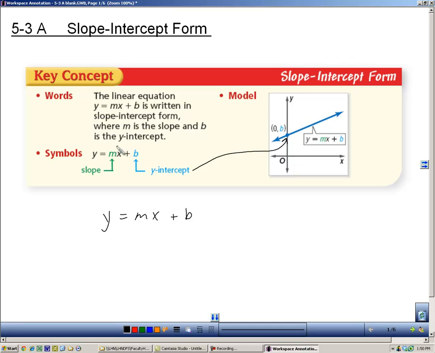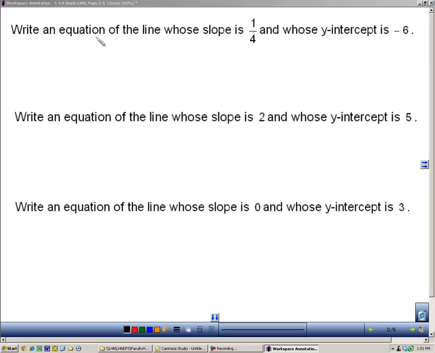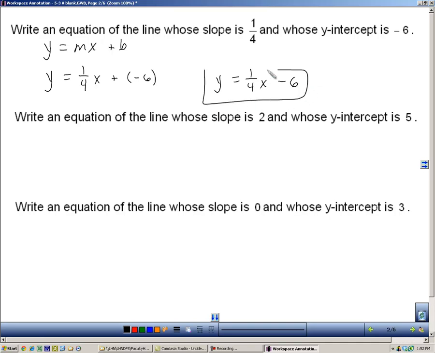So we're going to be looking at the slope-intercept form right here, where the m is the slope and the b is the y-intercept. Here we have to write some equations of lines when they give us a slope and a y-intercept. So we're going to use the slope-intercept form, y equals mx plus b. And what we do now is very simple. Since the slope is 1/4, we plug the 1/4 in for the m. And since the y-intercept is -6, we plug -6 in for the b. Now for this one, instead of plus a negative, we could make it 1/4 x minus 6. And that's all we have to do, is plug in the slope and the intercept into the slope-intercept form.